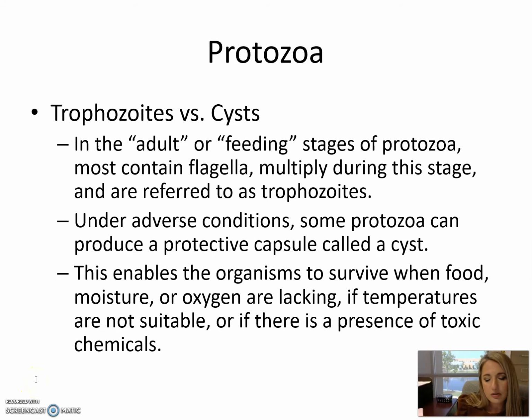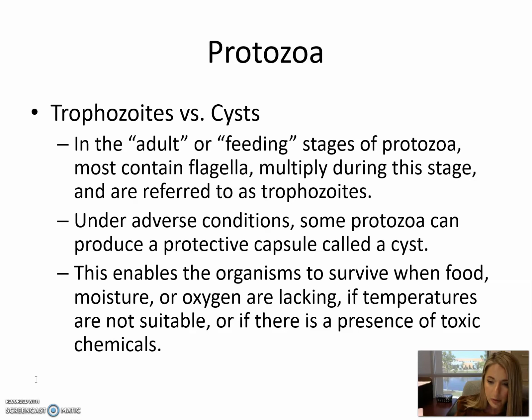But with protozoans, when they're in an active stage, so when they're in a good environment and they have access to moisture and nutrients, they are going to be in their adult feeding stage, which we call a trophozoite. So when they're in a good environment and they're happy and have nutrients, they're going to be in their trophozoite stage. Many protozoa can only exist in this stage, so they can only thrive if they're in a good environment and they're in their trophozoite stage.